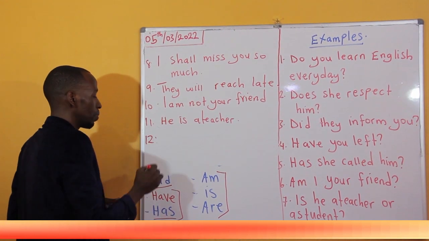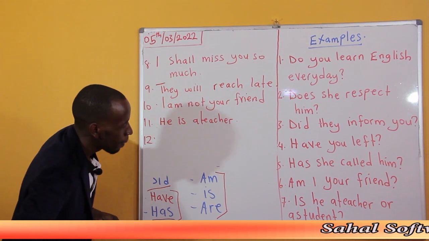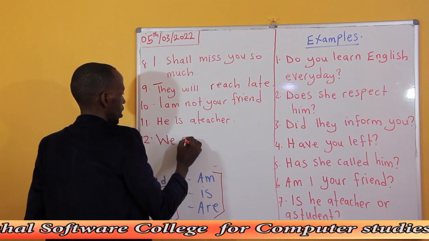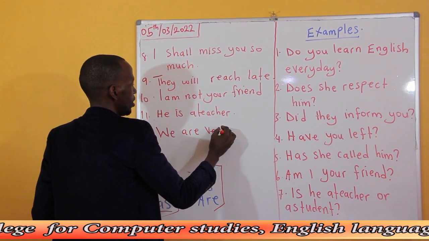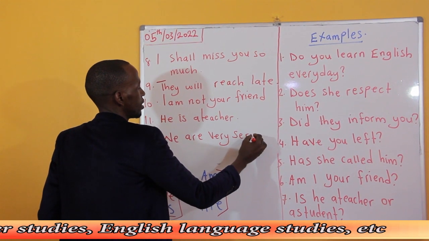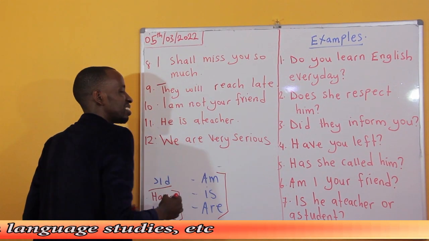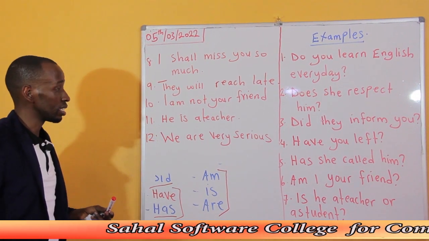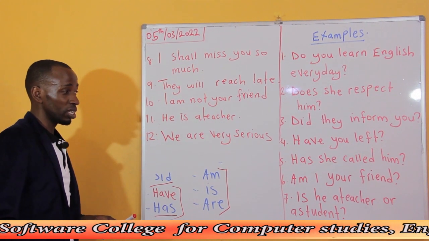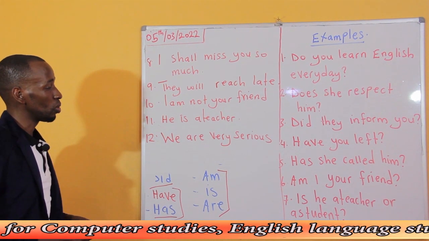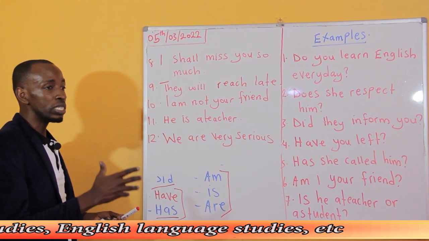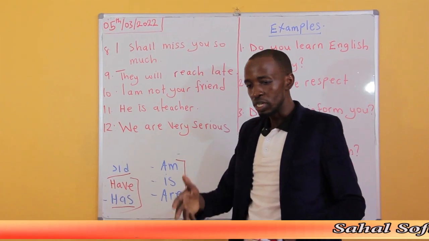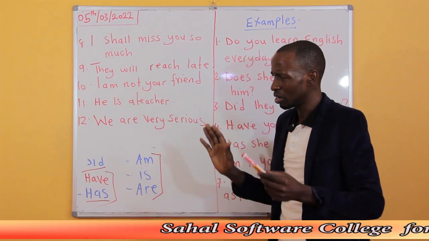If I use, for example, are, I can say, we are very serious. Serious means no joking. Actually, I'm very serious. This is a very, very serious lesson. We are not joking. We are not doing comedy. We are here to teach and students understand. And you change your life within a short time with Sahalsoftware College. We are not joking, by the way.